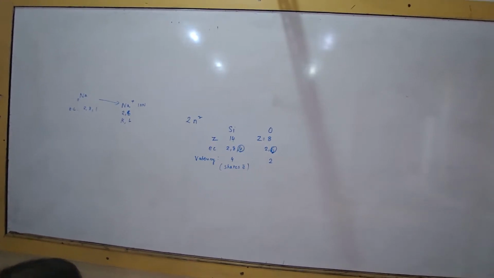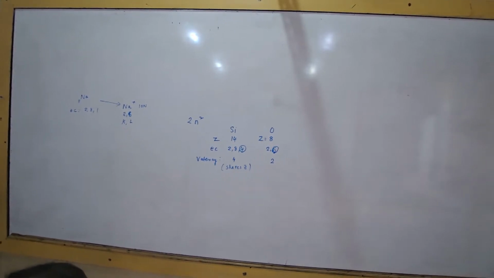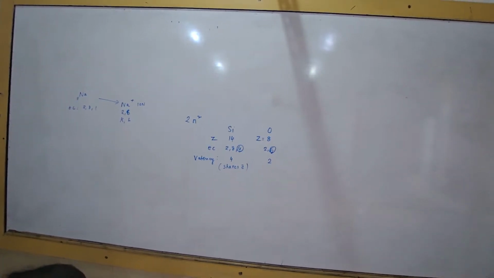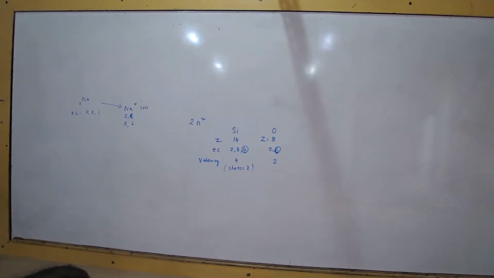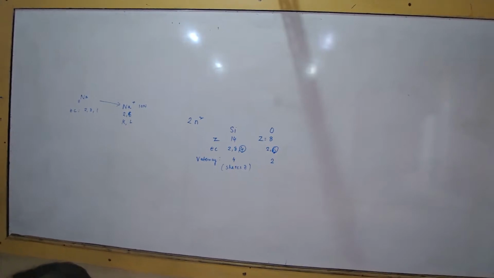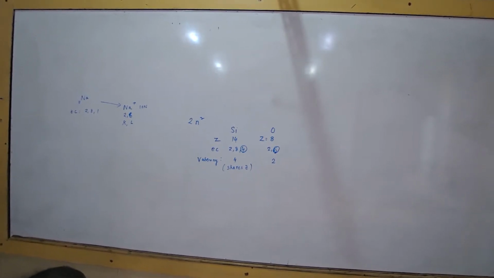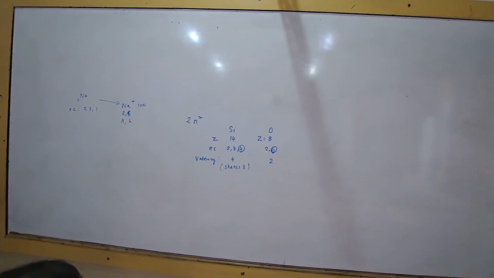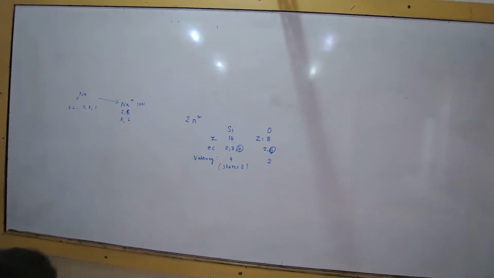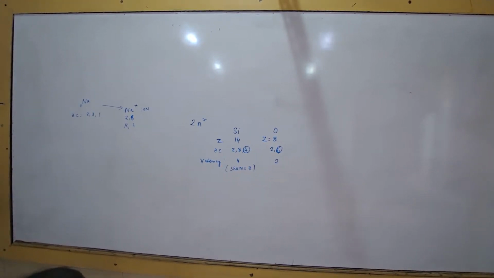Bohr's model, what did he say? Only certain states are allowed. Until the electrons are inside the shell, they will not lose their energy even though they are spinning continuously around. Very good. So that is what we are supposed to remember. As long as the electrons are present in those specific shells, they will not lose their energy.